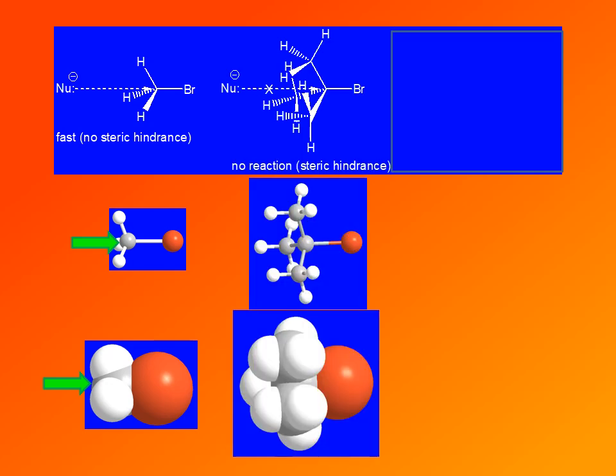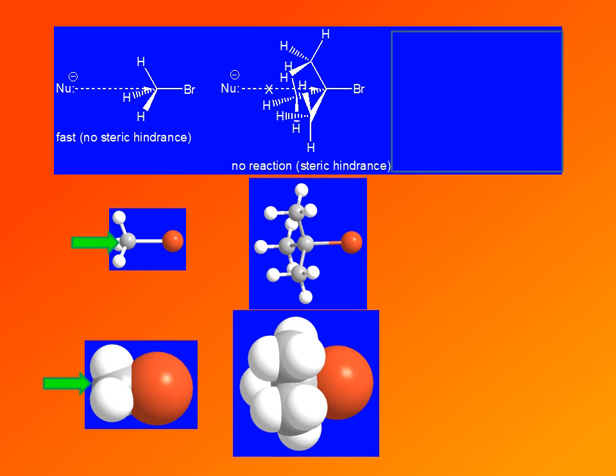Now we can see completely opposite effect. We can see tertiary substrate. So we can see on the top formula, perspective drawing with 3 methyl groups, so tertiary butyl bromide, and we can see that backside of the carbon-bromine bond is basically hidden in a cage, almost in a cage of the substituents, and that hydrogens of the 3 methyl groups completely prevent attack of the nucleophile.